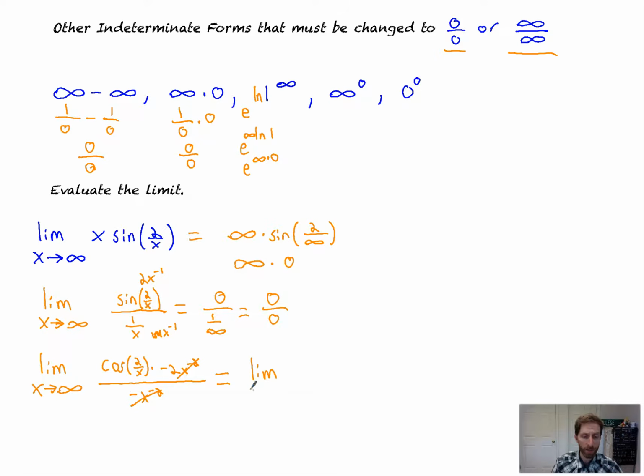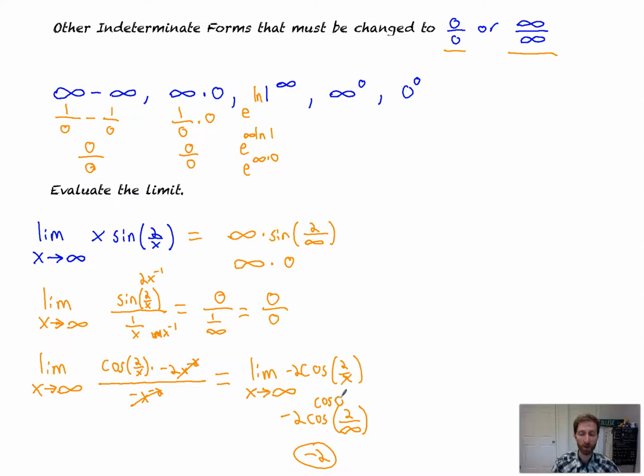So we've got the limit as x goes to infinity of cosine of 2 over infinity. Okay, well, let me just neaten this up before we go on. That's 2 over x. And then I'll put the negative 2 out here. So we plug in infinity, you get negative 2 cosine of 2 over infinity. Well, 2 over infinity is 0. Cosine of 0 is 1 times negative 2. Negative 2.